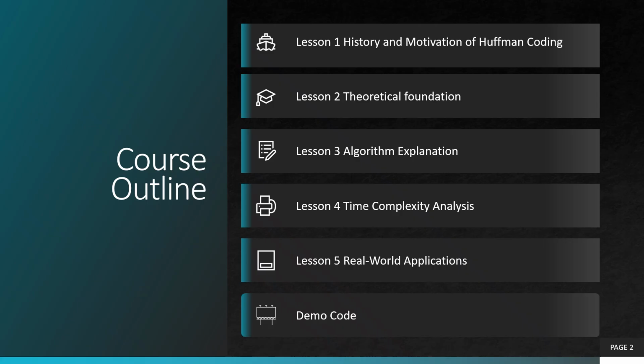Now begins the course outline. We have 5 lessons. Lesson one is history, motivation of Huffman coding. Lesson 2, theoretical foundation. Lesson 3, algorithm explanation. Lesson 4, time complexity and analysis. Lesson 5 is real world applications. And then after that, it's going to be a demo code.